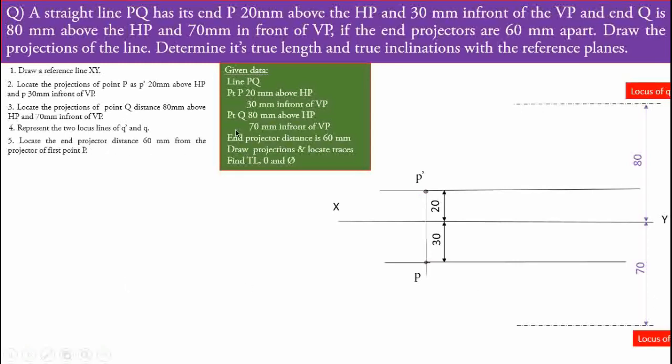Then the next step: locate the end projector distance. One more piece of information given to us is the end projector distance, 60 mm from the projector of the first point P. Just read carefully: this P dash to P is the first projector line, and from this we have to locate the 60 mm distance horizontally, and draw a second projector line exactly perpendicular to the XY. So locate the 60 mm distance.